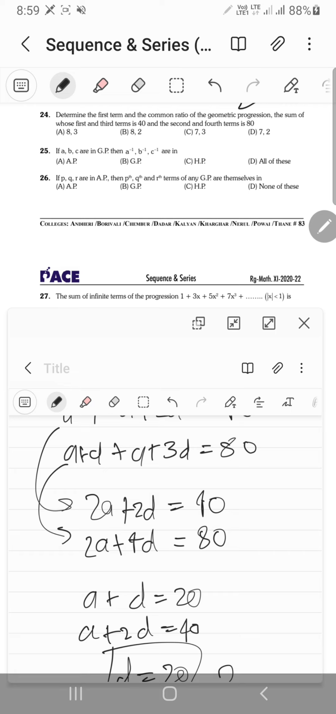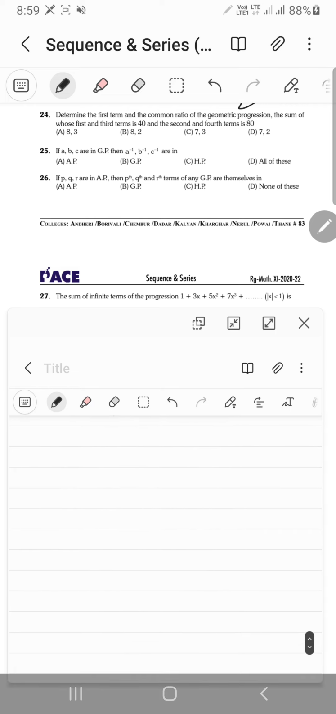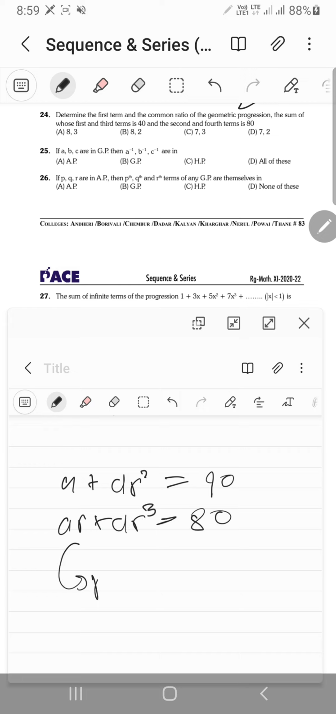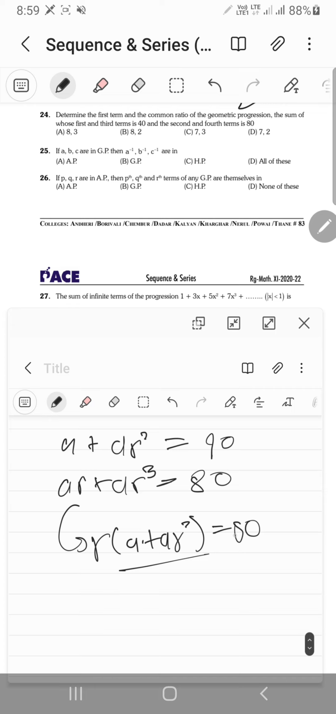Oh, sorry, it's a geometric progression, not an arithmetic one. So a plus ar squared, because it's the third term, is 40, and the second and fourth terms, ar plus ar cubed, is 80. What is this? It's just r times (a plus ar squared). That thing is 80, but this thing is 40, so r should be 2.